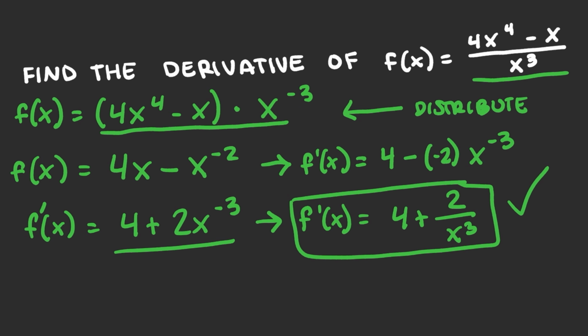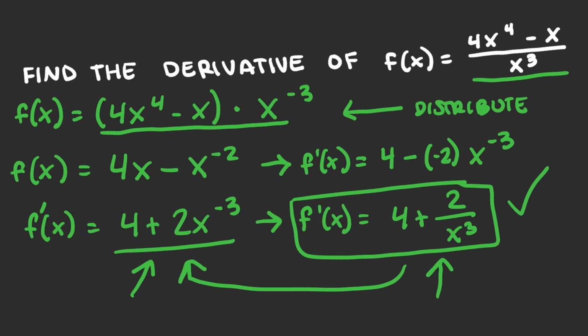So this right here would be our final answer, which is also equivalent to this answer. This answer is just written without a fraction. This answer has a fraction. So whichever way you like to answer, you can use either one. They're both correct, just different notation.